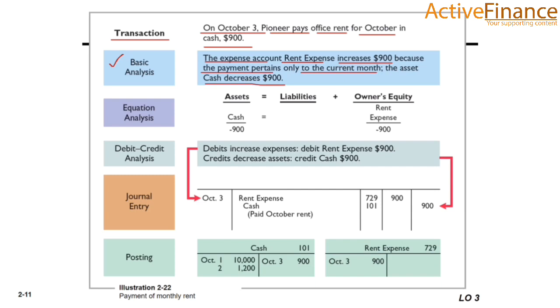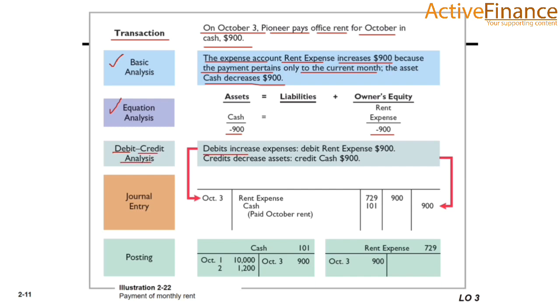So in this the cash decreases because we are paying our expenses. So this is the equation analysis. If the assets decrease, we will record here in minus. We will also minus the expenses 900. Now which account will be debited and which account will be credited? So this is the debit and credit analysis.